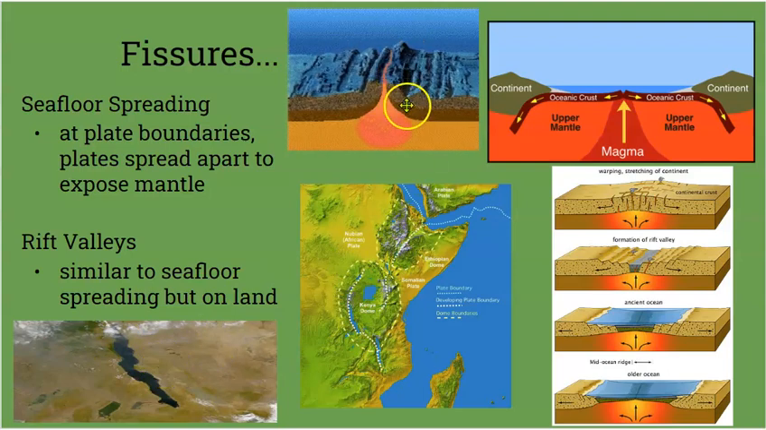Sometimes, like I said, it'll form a mountain range like a mid-ocean ridge. Sometimes it's kind of an interesting depression or a valley that has lava down inside of it. So we can see both things happening with fissures.